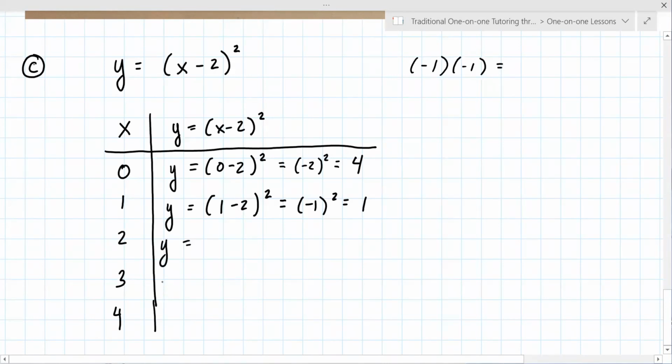Now I want you to try the rest here. I want you to try on your own the last 3 here and see what you get. I'm going to step away for 30 seconds to a minute and let you work on this on your own. I'll check back with you shortly.